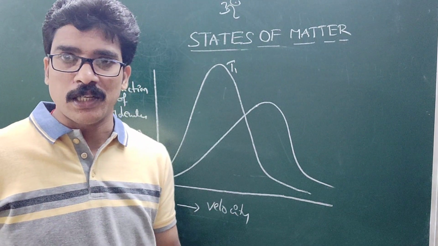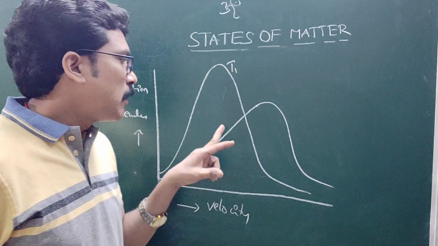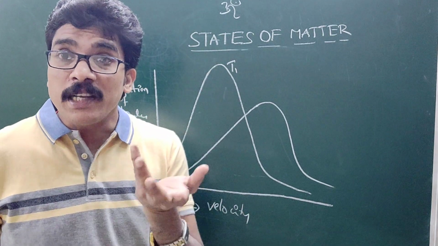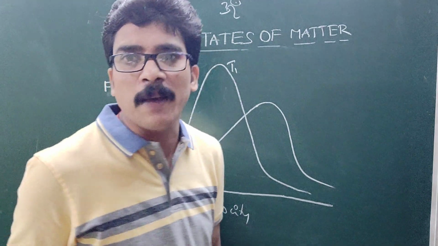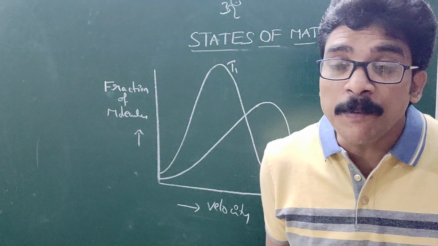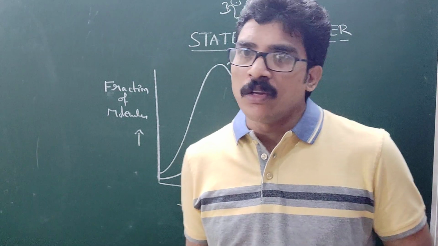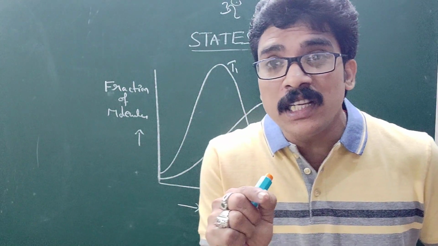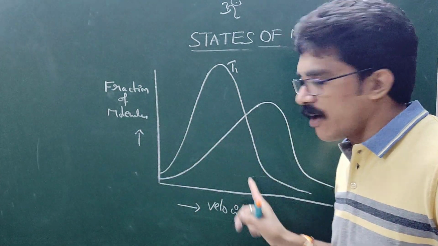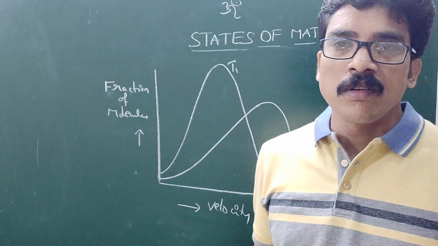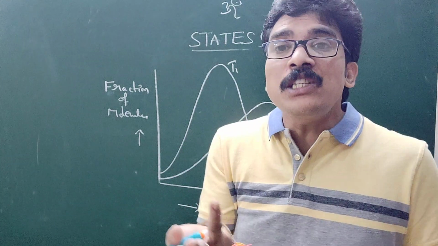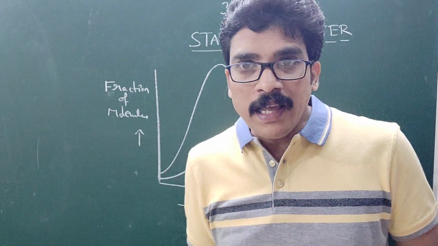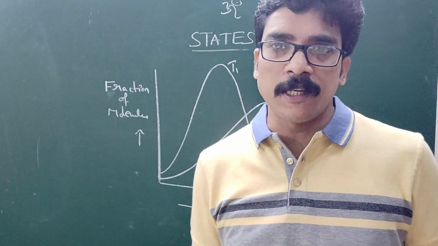After that, when temperature increases, what happens? Suppose you maintain the temperature at 27 degrees centigrade. This is the graph. If the temperature increased to some 47, 57, 67, like that, what graph is observed?